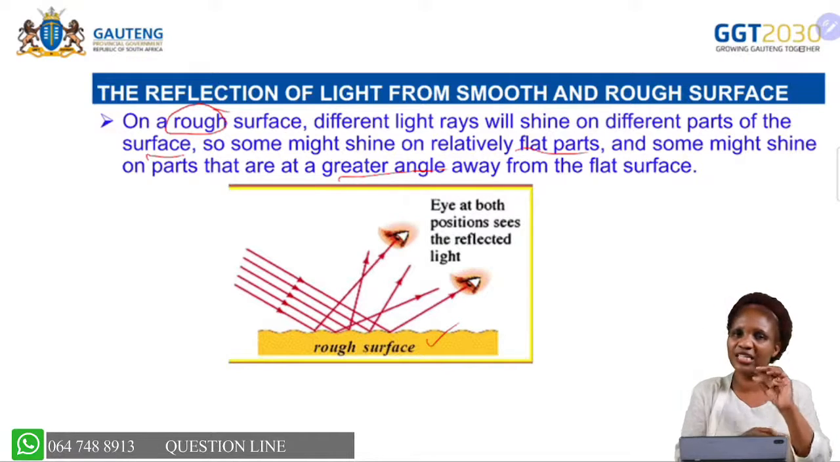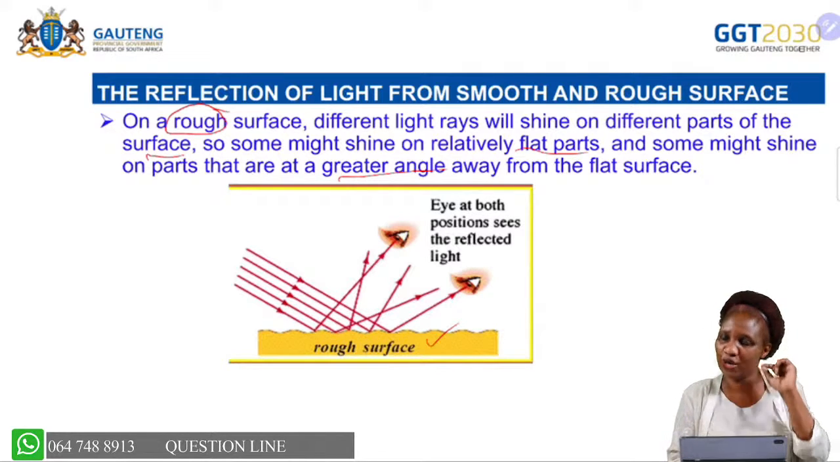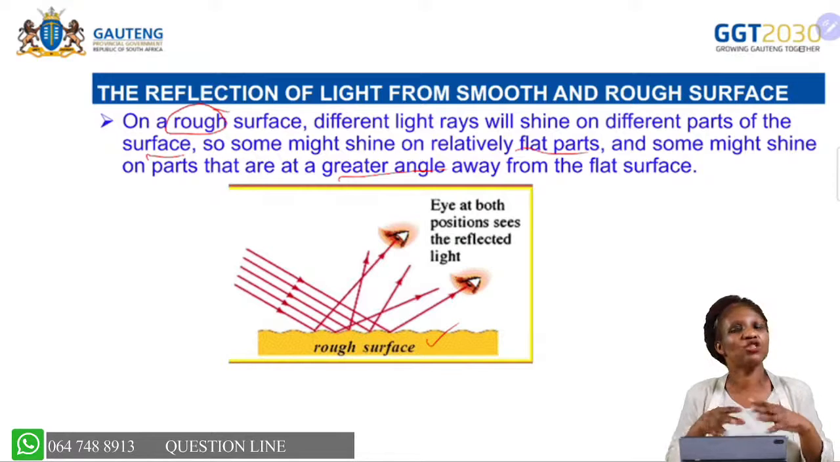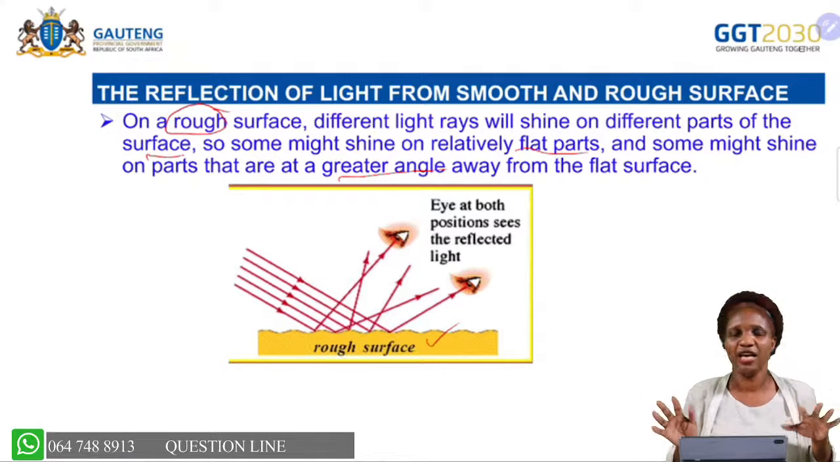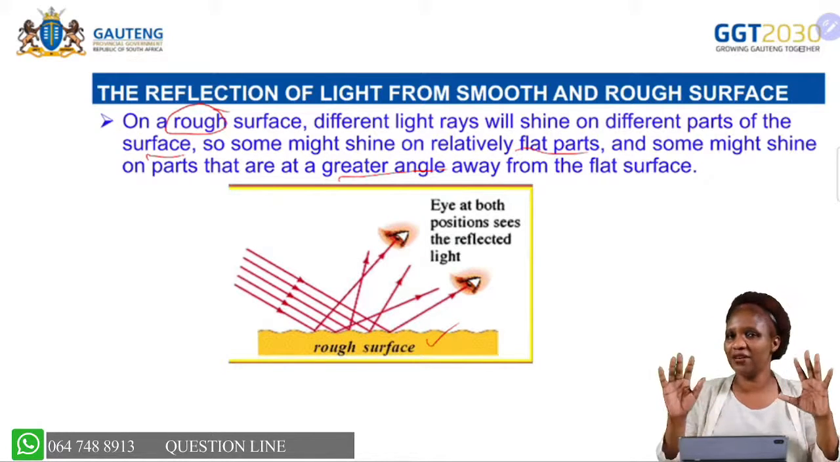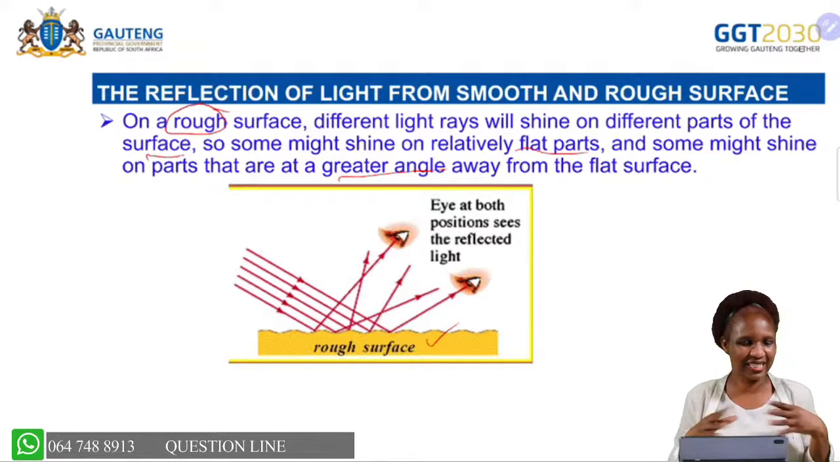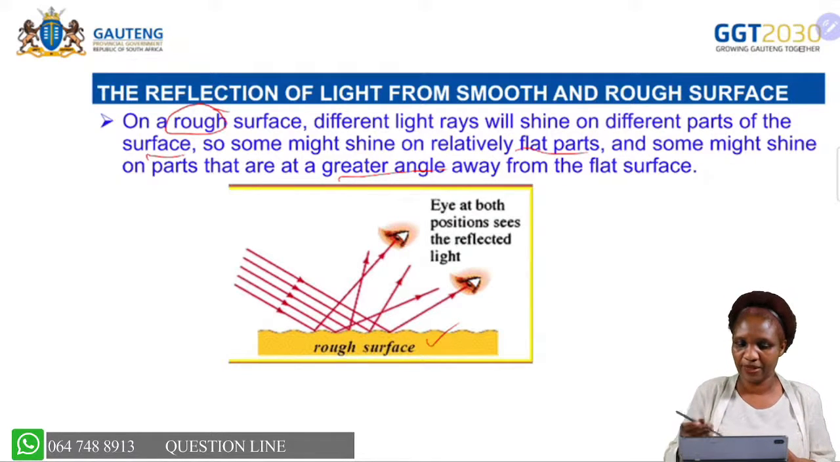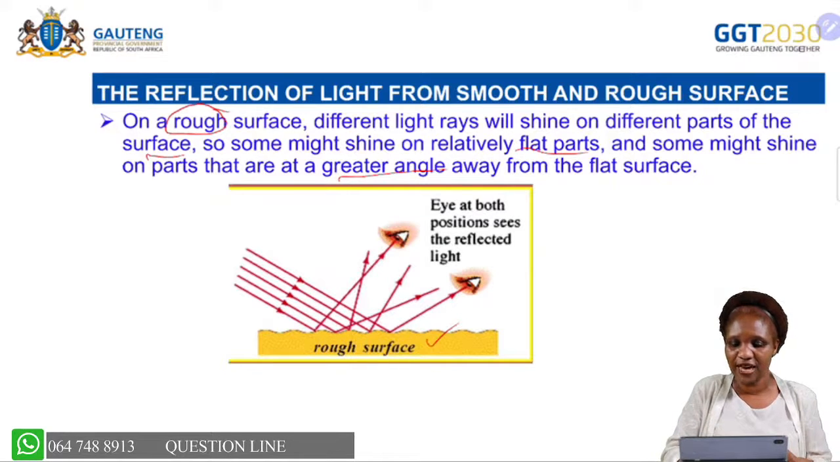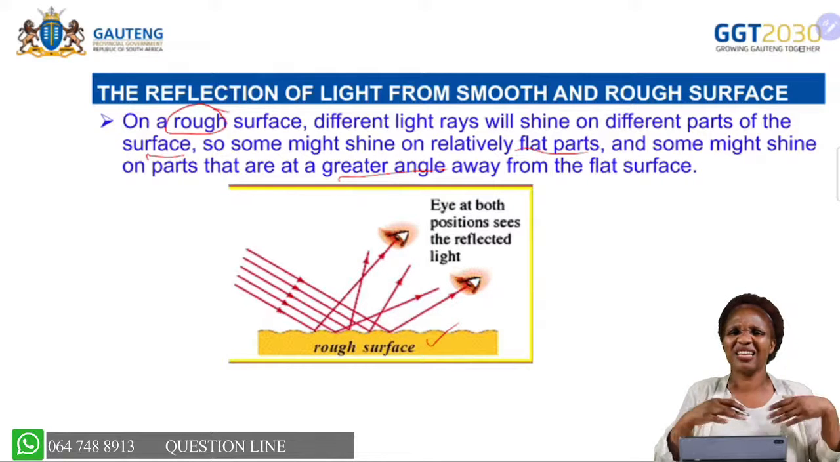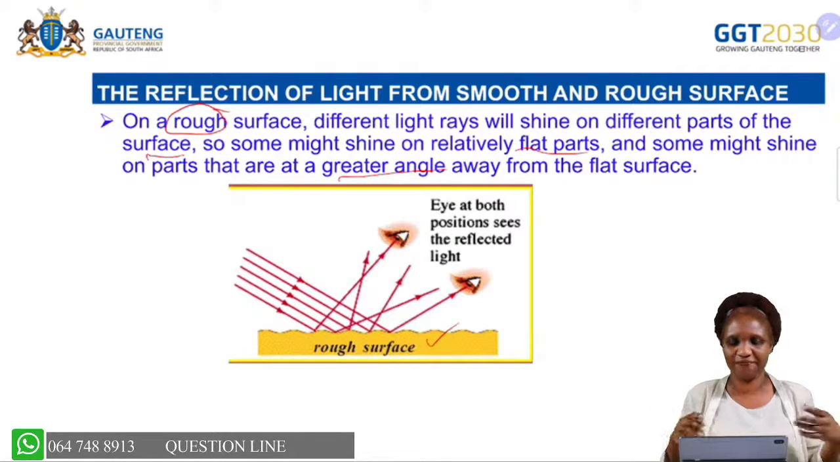Okay, this happens to the what? To a rough surface. And then light will be scattered. There won't be an even pattern, but it will be scattered. This is what is happening on a rough surface. And then I, at both positions, see the reflected light. Why? Because light is just scattered. There is no pattern. Do you get that?